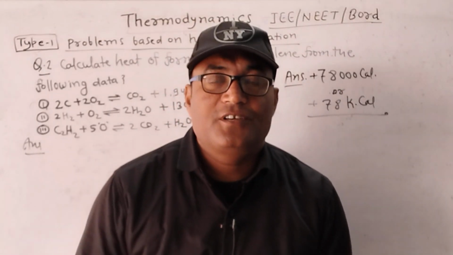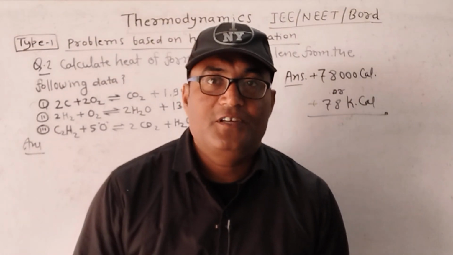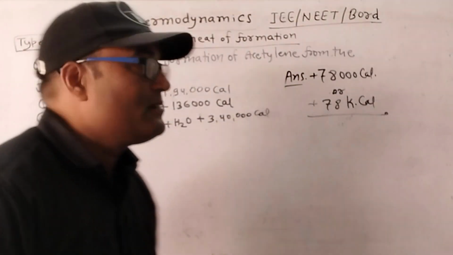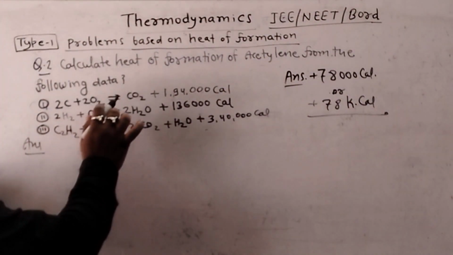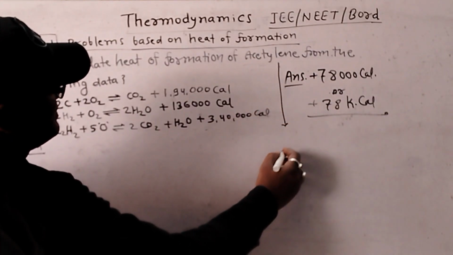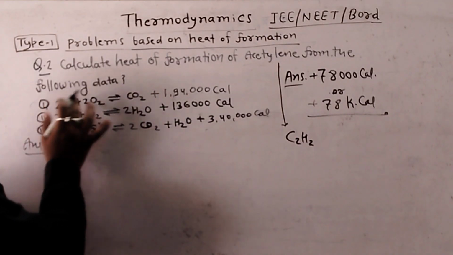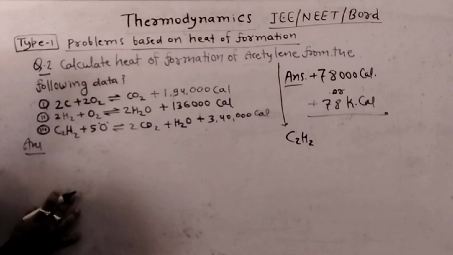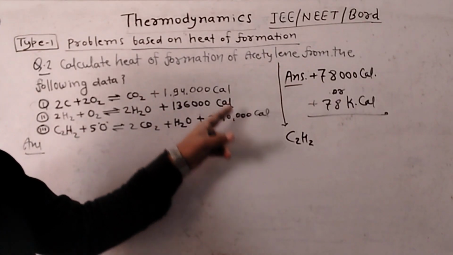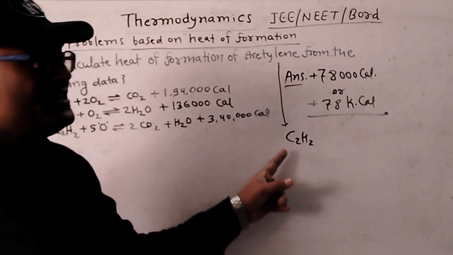Now this is the next question of thermodynamics. This question is also based on calculation of heat of formation, so watch my video carefully. Calculate the heat of formation of acetylene. What is acetylene? The molecular formula of acetylene is C2H2. According to this question, combustion data are given, and with the help of these combustion data, calculate the heat of formation of acetylene.